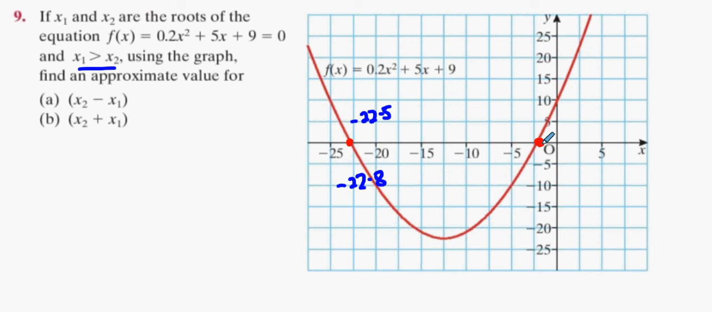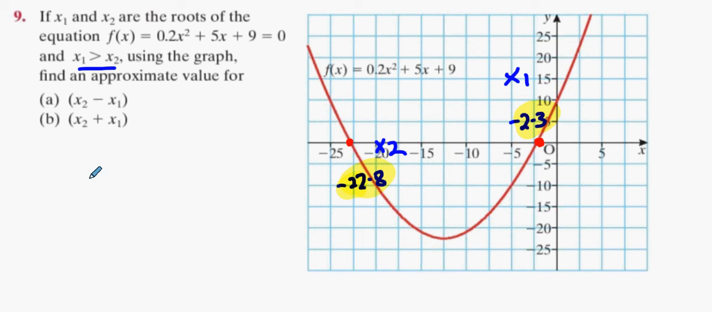What about this one here? Just below 2.5? 2.3, something like that? Which one's the bigger number? 2.3 is the bigger number. So what does that mean? That's x1 and that's x2. That's just the easiest question you're ever going to do.